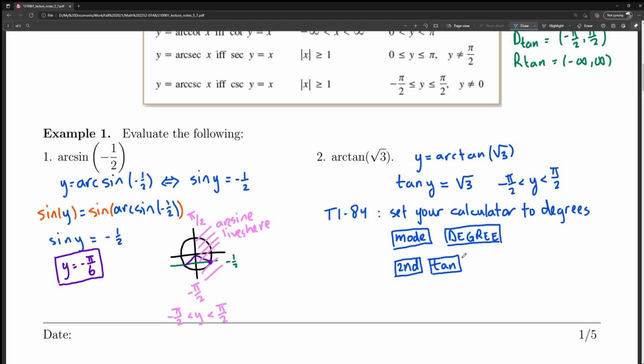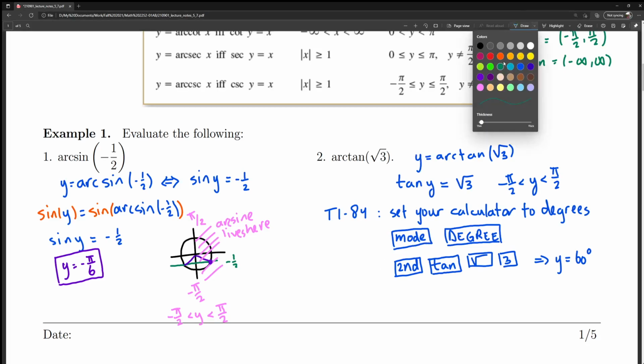And so if you put that into your calculator, tan inverse of square root of 3, that will give you 60. So now we do square root of 3. And that will give you y equals 60 degrees. Now our final answer should be in radians, so we can convert from degrees to radians as follows.